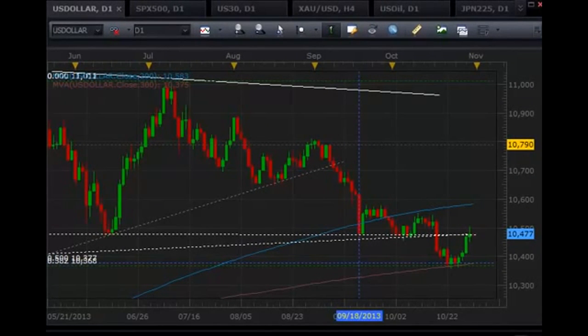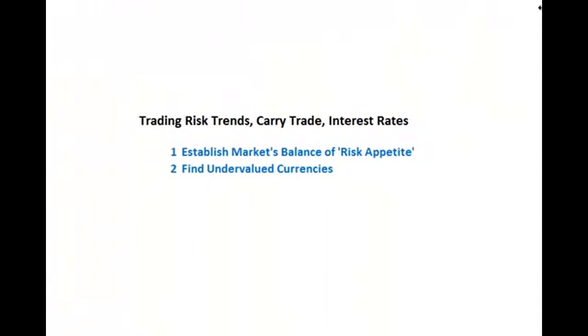All right. We have to take this in a certain perspective, however. We have to look at this from the more rudimentary, fundamental perspective. First, what are we doing? We are looking at risk trends, we are looking at carry trade, we are looking at interest rates and interest rate expectations to establish if a currency and currency pair is under or overvalued, and whether it will continue in its given bearing. All right.